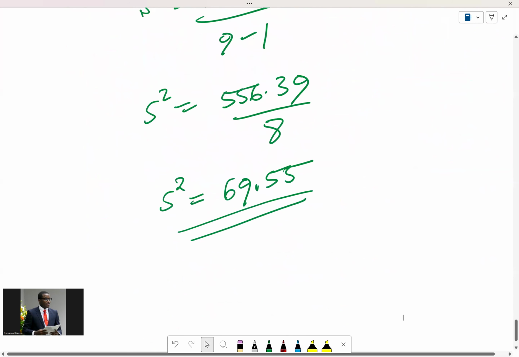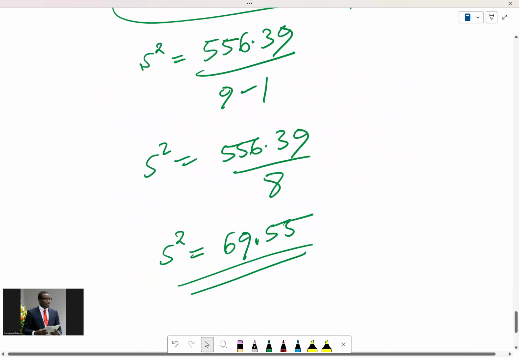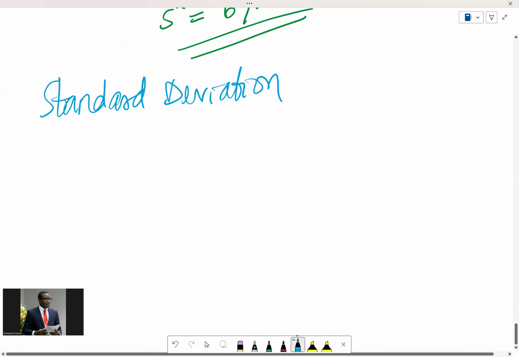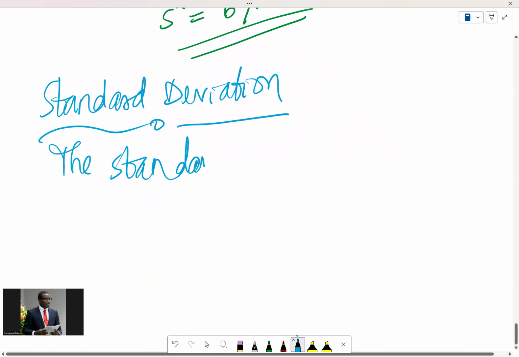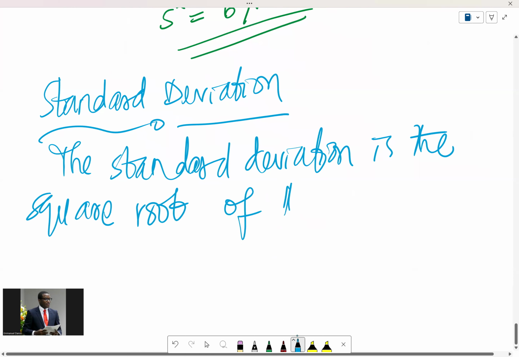So that's all that for variance. And just like I said before, variance is closely related to standard deviation. So it means we don't have to do so much to talk about standard deviation, because standard deviation is simply the square root of variance. For standard deviation, we can say that the standard deviation is the square root of the variance.